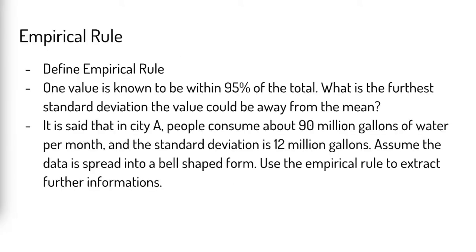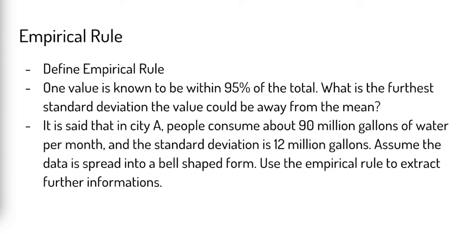The last question is about the empirical rule. The first question says, define the empirical rule. The second question says, one value is known to be within 95% of the total data. What is the furthest standard deviation the value could be away from the mean? The third question says that in city A, people consume about 90 million gallons of water per month, and the standard deviation is 12 million gallons. Assume the data is bell-shaped, so it is spread widely and fairly, and use the empirical rule to extract further information. Let's answer the questions.